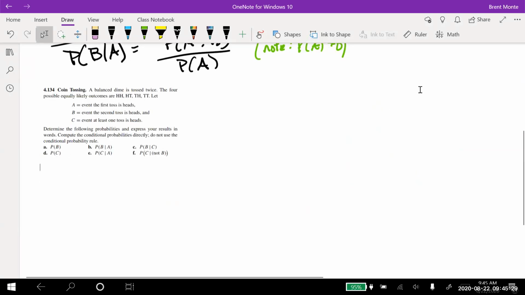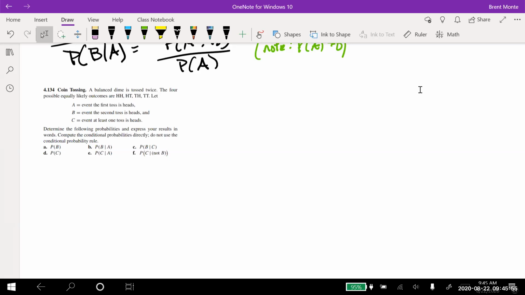Coin tossing. A balanced dime is tossed twice. The four possible equally likely outcomes are heads-heads, heads-tails, tails-heads, tails-tails. Let A be the event that the first toss is heads, B the event the second toss is heads, and C the event at least one toss is heads. Determine the following probabilities and express your results in words. Compute the conditional probability directly. Do not use the conditional probability rule.